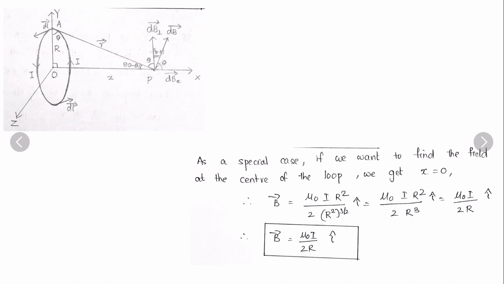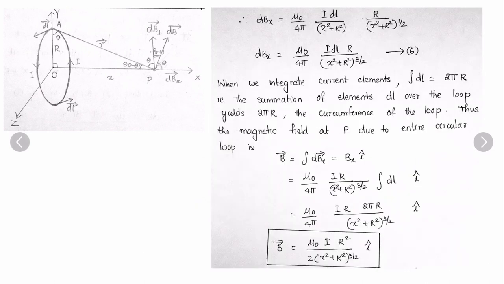Finally, if you go back once again, this is the main formula which we have derived for the magnetic field on the axis of the circular loop carrying current I: mu 0 I R square by 2 into x square plus R square whole to the power of 3 by 2 into I cap. So remember this formula. Now in this special case, suppose this point P is at the origin, then this distance x will become 0.